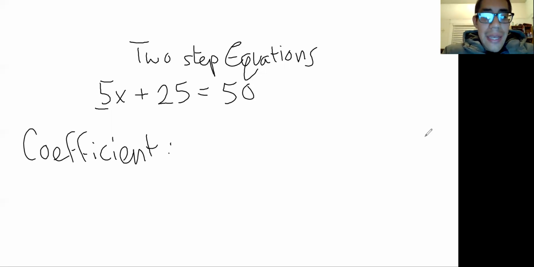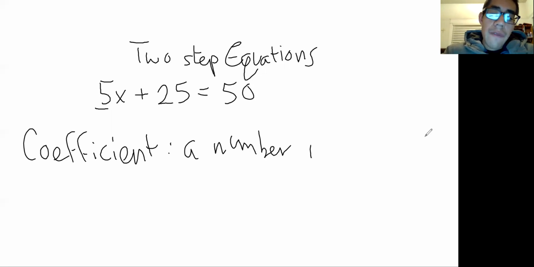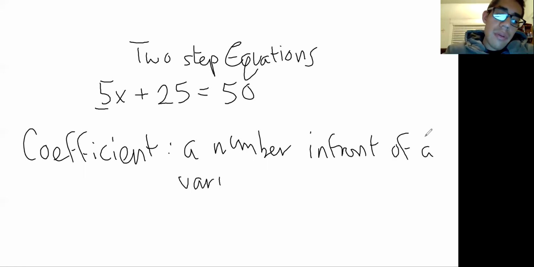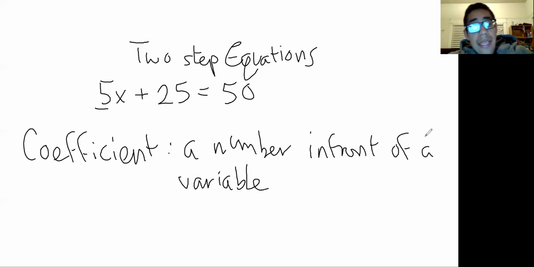What that means, it's a number in front of a variable. Whenever you have a number in front of a variable, like the 5 in this case, it's called a coefficient. This is important because sometimes I'll use that word, or you'll see that word in your packets, and you need to know what it is, right? So whenever they say coefficient, they're referring to the number in front.